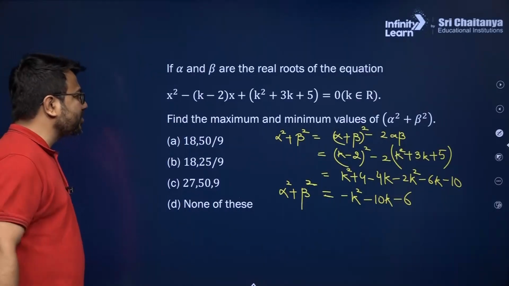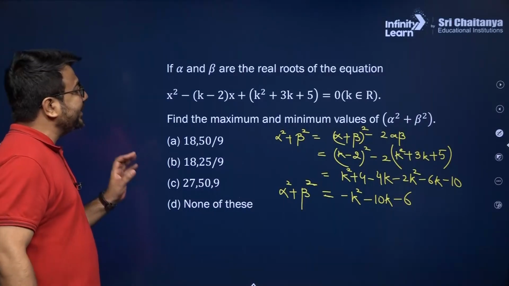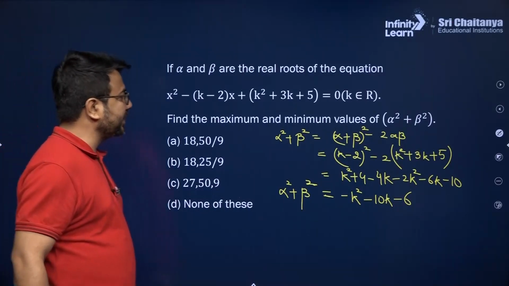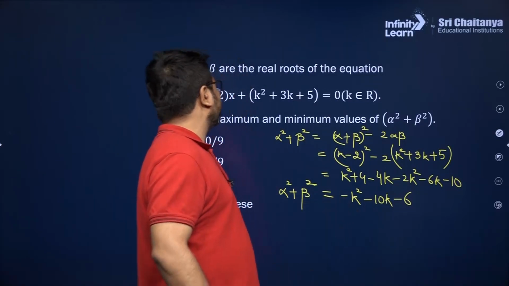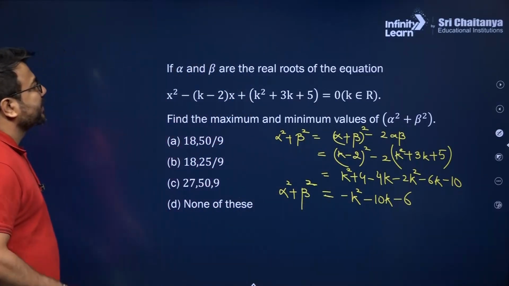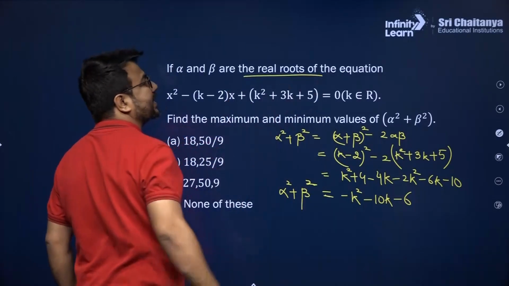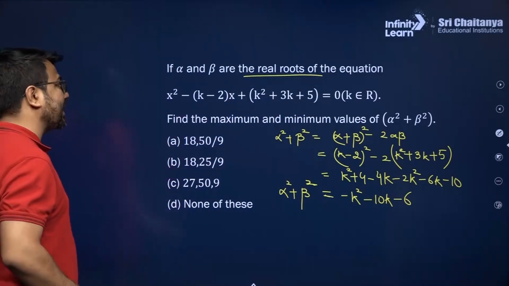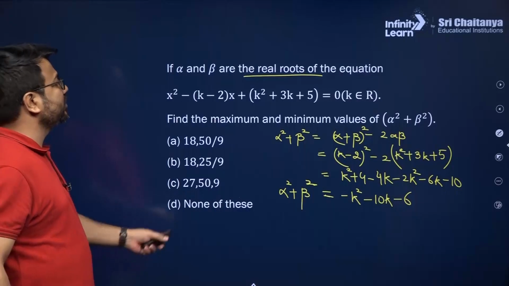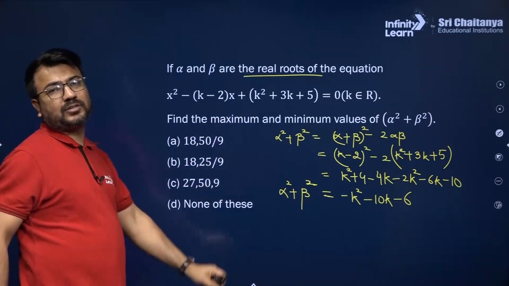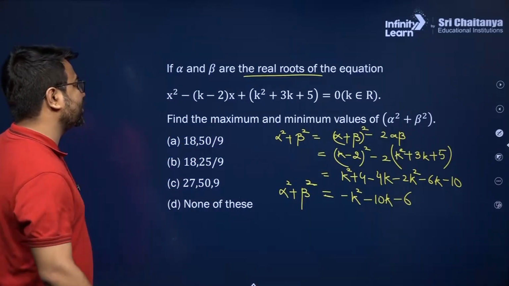Now here k belongs to the set of real numbers, and we need to get the maximum value of this particular expression and the minimum value of this particular expression. Moreover, it is also given that this particular equation has real roots. Since this equation has real roots, therefore the discriminant of it should be always greater than or equal to 0.